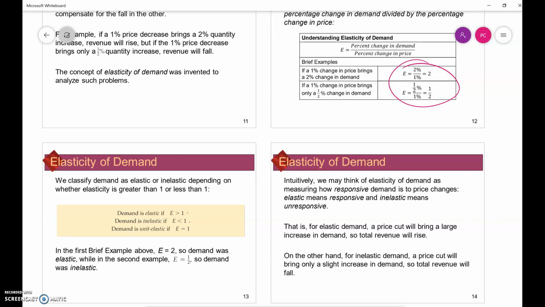And intuitively, we can think of elasticity of demand as measuring how responsive demand is to price changes. Okay, so elastic means responsive, and inelastic means it's going to be unresponsive. That is, for elastic demand, a price cut will bring a large increase in demand, so total revenue will rise, which is what we want. But if it's inelastic, a price cut will only bring a slight increase in demand, so revenue will fall.